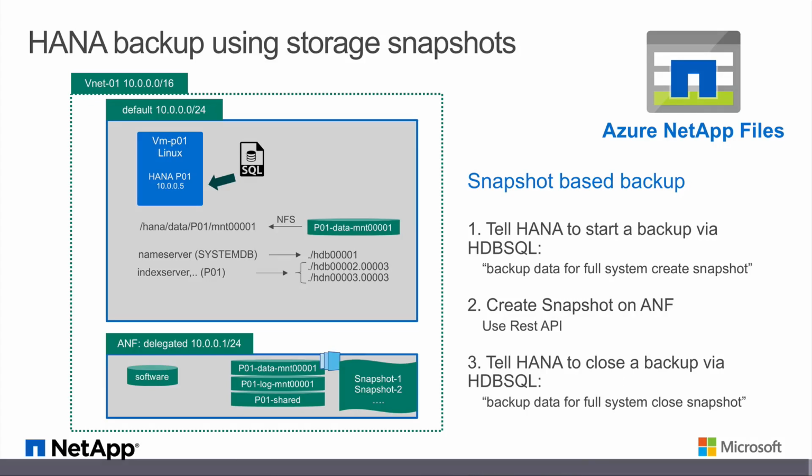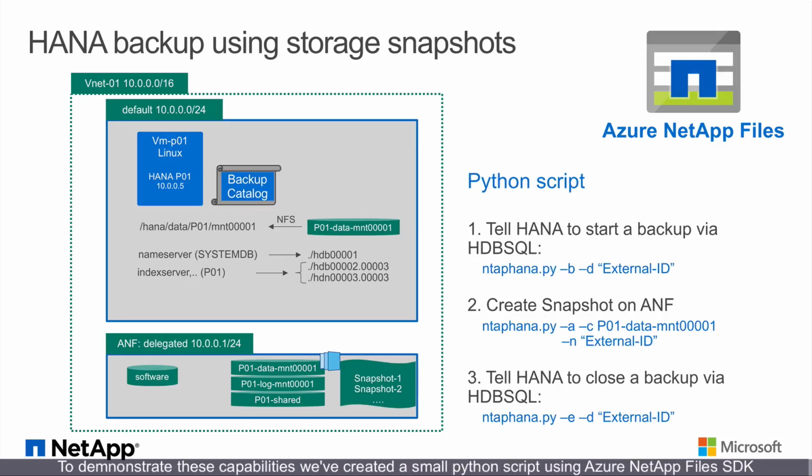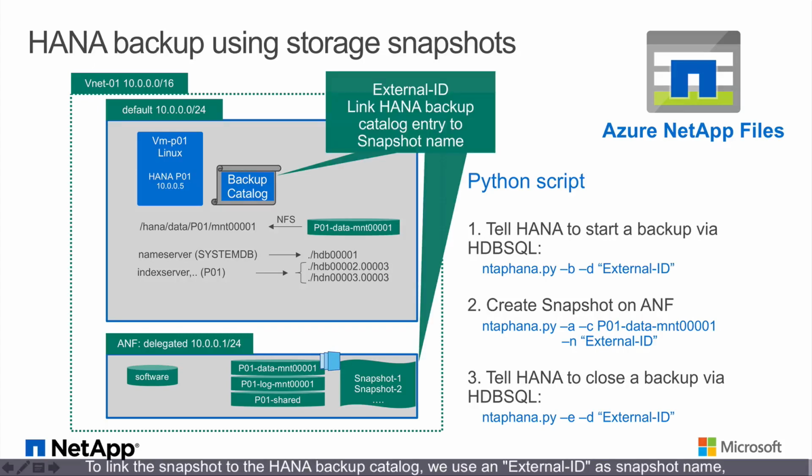For this, we have created a Python script that follows those three steps. The Python script has parameters on the command line, and one important part is to use an external backup ID that relates the backup in the HANA backup catalog with the snapshot created on the storage.